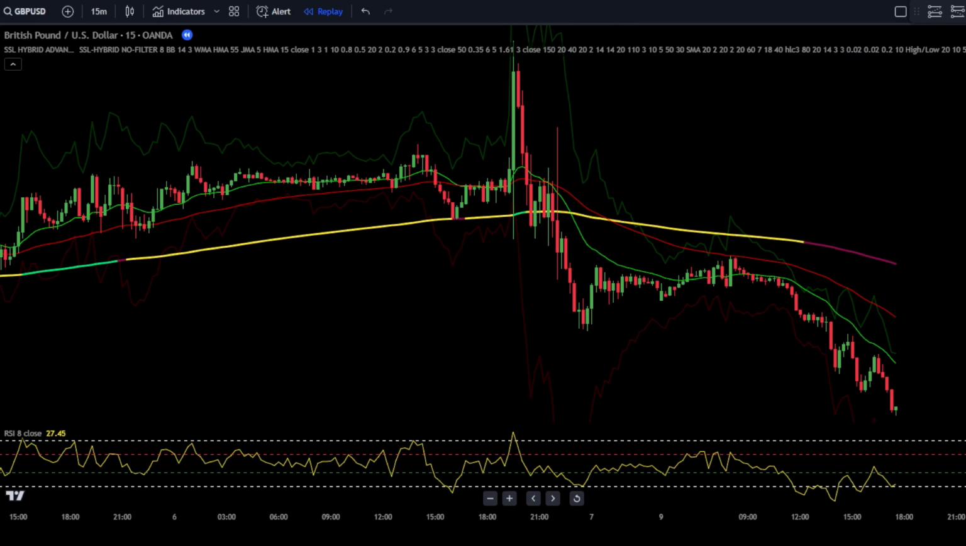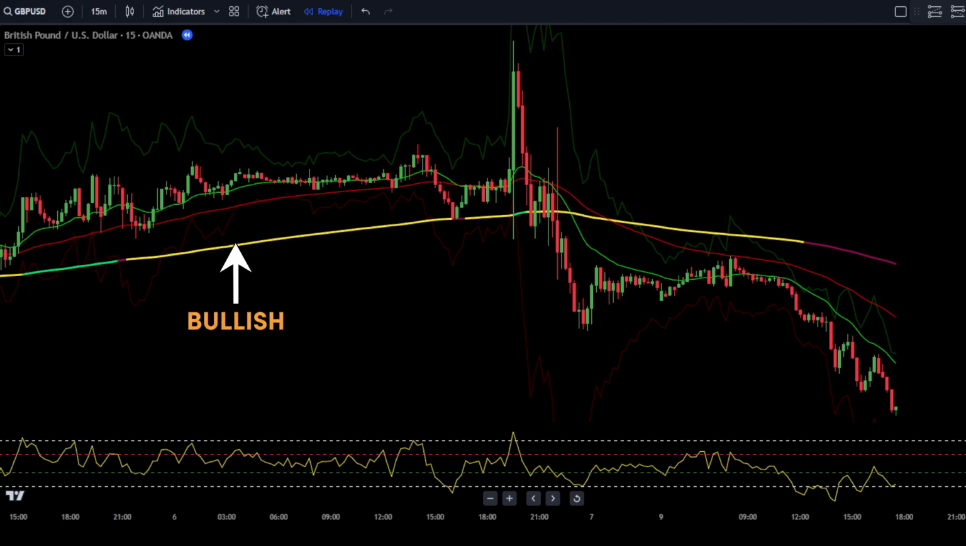The SSL Hybrid Advanced indicator will be used to guide trends in the market. If the EMA 20 crosses or stays above the EMA 60, and both EMAs are above the EMA 200, this is a sign of a bullish trend. In this situation, your main focus should be on finding the best points to place buy entries. However, if the EMA 20 crosses or stays below the EMA 60, and both EMAs are below the EMA 200, this indicates a bearish trend. In this case, your main focus should be on finding the best points to place sell entries.